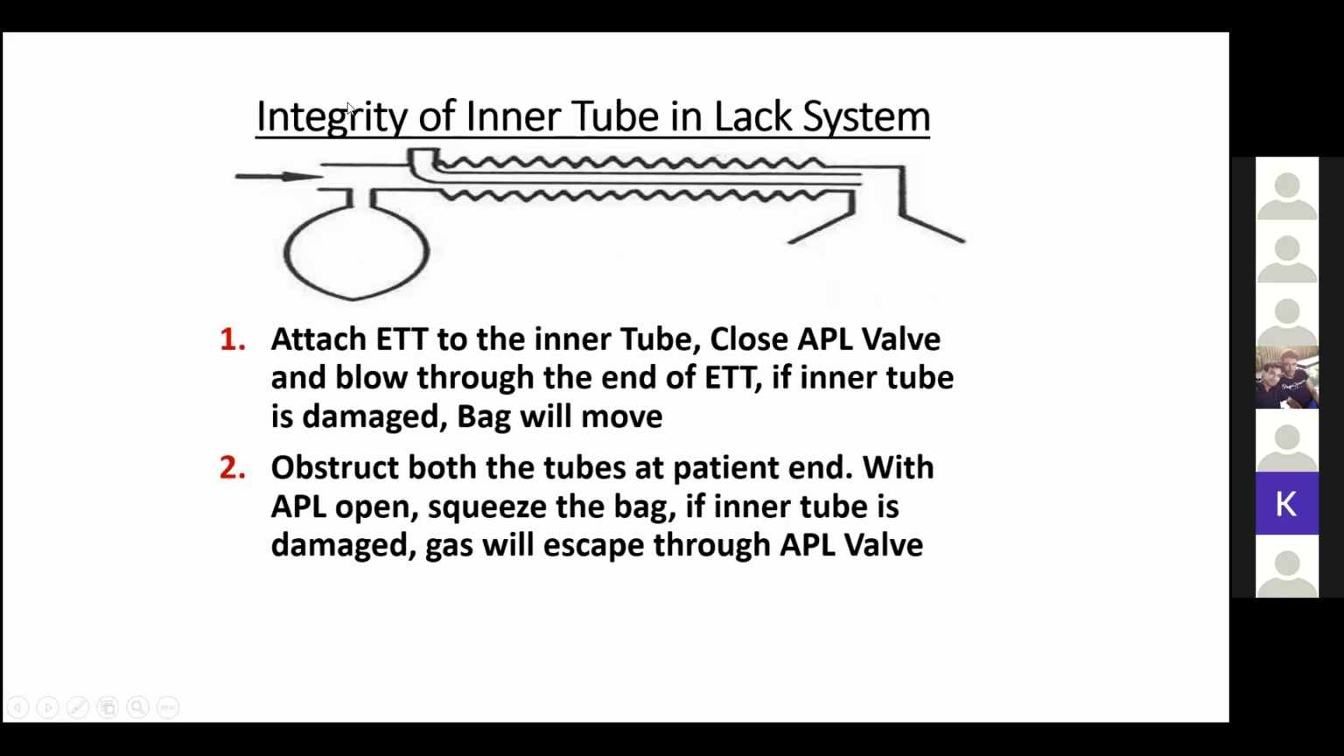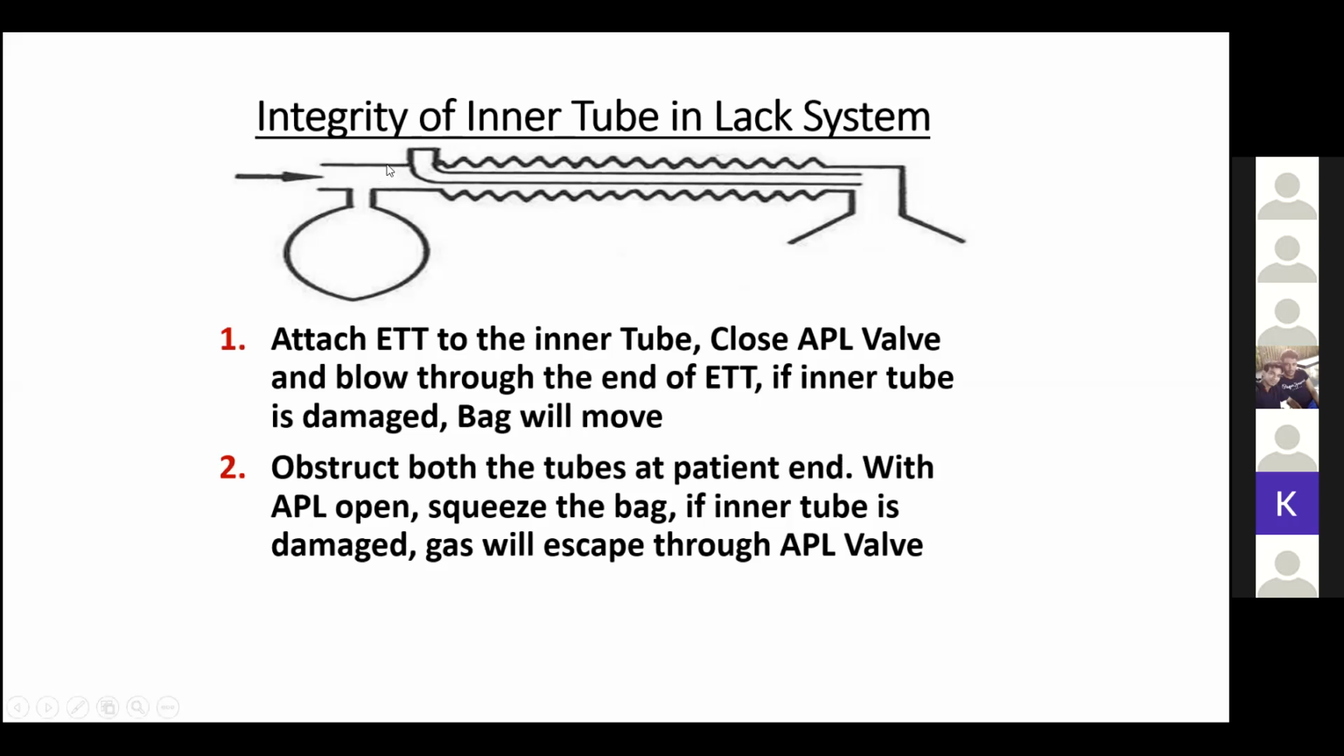Now, important point, whenever there is an inner tube and outer tube, you must know the integrity of the inner tube. So how to test this? You attach an endotracheal tube to the inner tube. That means you remove this mask. To the inner tube, you attach an endotracheal tube with your connector.